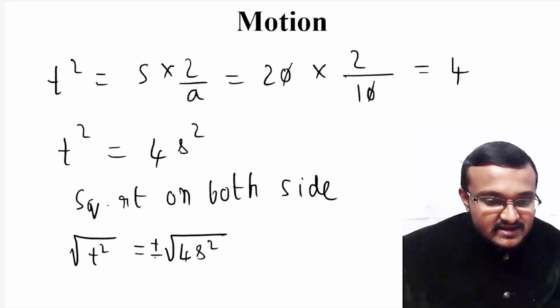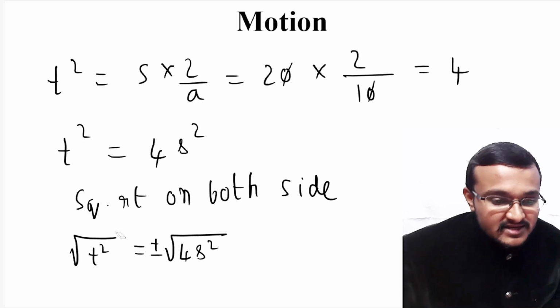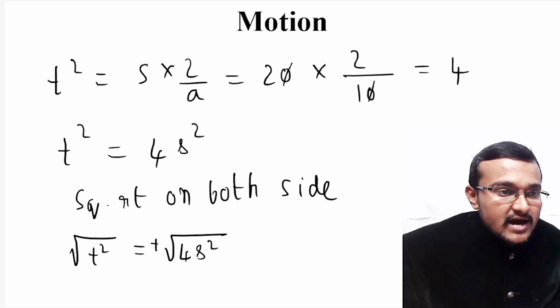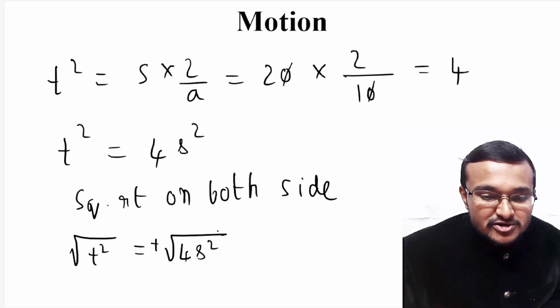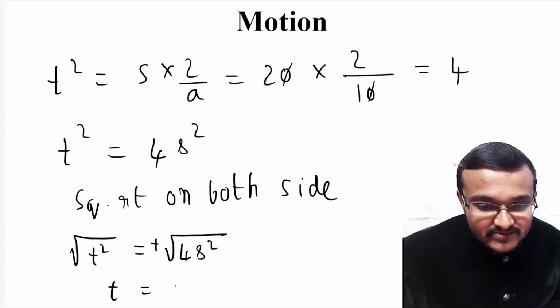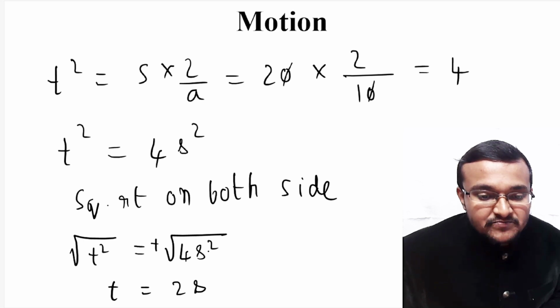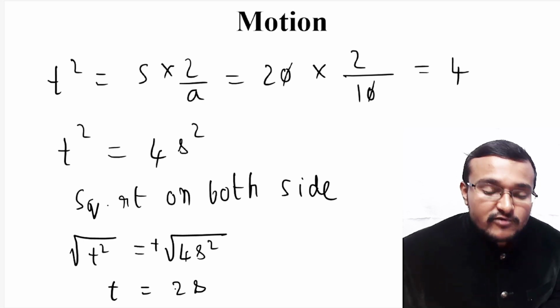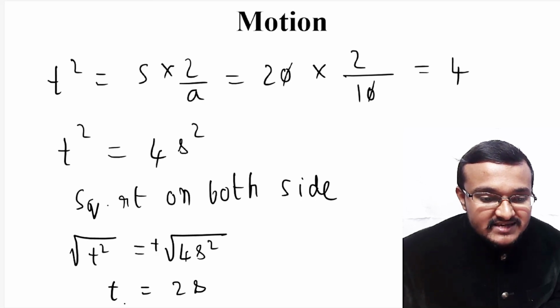So here I am erasing this minus. Now plus square root of 4 second square. When you take square root of t square, it will be t. When you take square root of 4 second square, it will be 2 second, because the square root of second square becomes second and the square root of 4 becomes 2. So that means we have got time as 2 seconds.